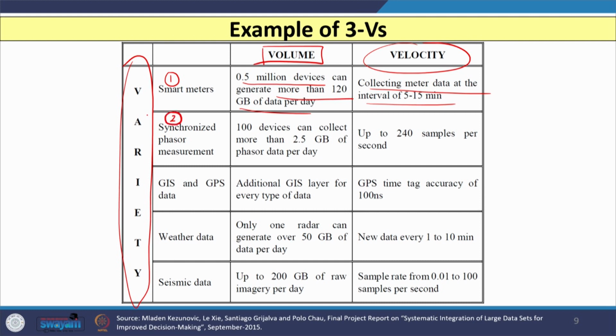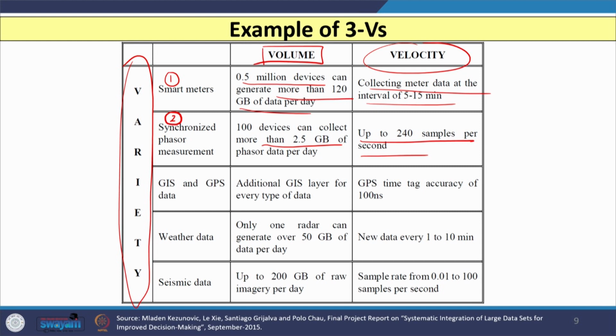The second example we can consider is the PMU data. If I install 100 PMUs or 100 synchrophasor devices, then they can collect more than 2.5 GB of phasor data per day, and this is up to different samples per second or frames per second. So, maybe we have at highest 240 samples per second, but you can have lower values also, let us say 120 or 60 or 50 samples per second.